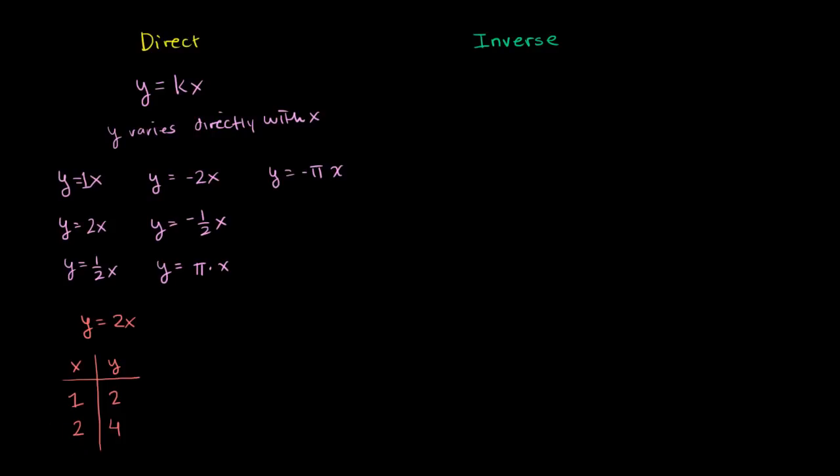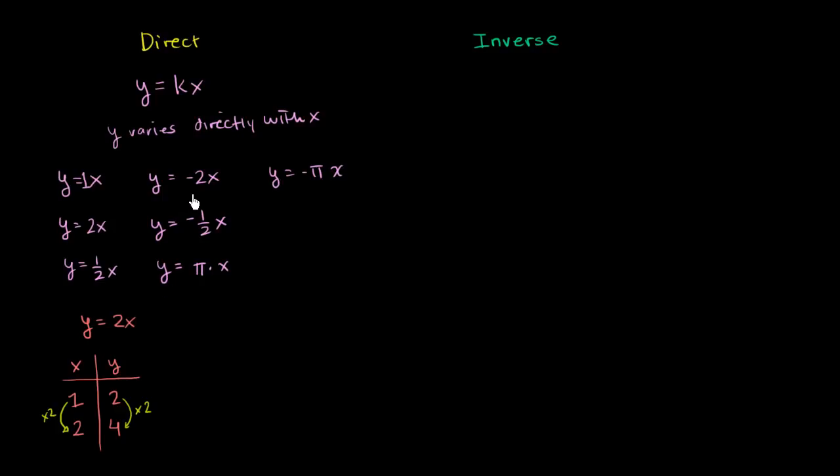So when we doubled x, when we went from 1 to 2, the same thing happened to y. We doubled y. So that's what it means when something varies directly. If we scale x up by a certain amount, we're going to scale up y by the same amount. If we scale down x by some amount, we would scale down y by the same amount.